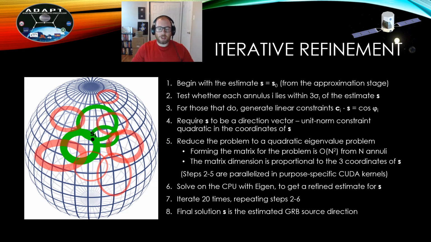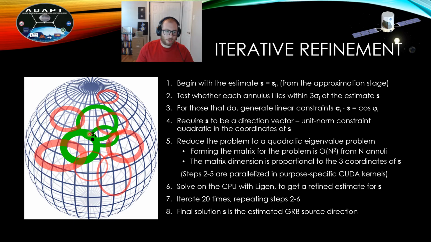Next, we take this initial estimate S sub 0 and we use further linear least squares refinement iteratively to get a better estimate of the true source direction. So within each iteration, we test whether each annulus I from our n reconstructed annuli lies within 3 sigma of the estimate S. So in our diagram here, we have multiple annuli, and we have an approximate source direction S sub I. Now for each annulus, we see if it lies within 3 sigma of S sub I.